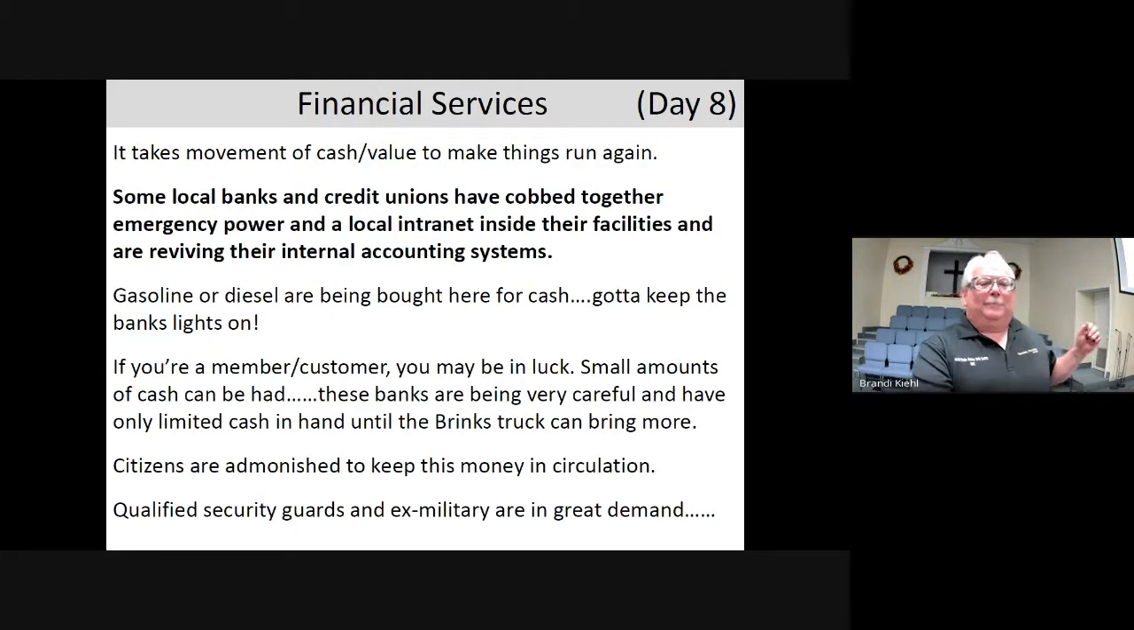Okay. I'll bet you that some of the banks and credit unions will cobble together some form of emergency power and work internally to get things going for themselves. And then hopefully after that happens, they will share the wealth and expand the help outwards.